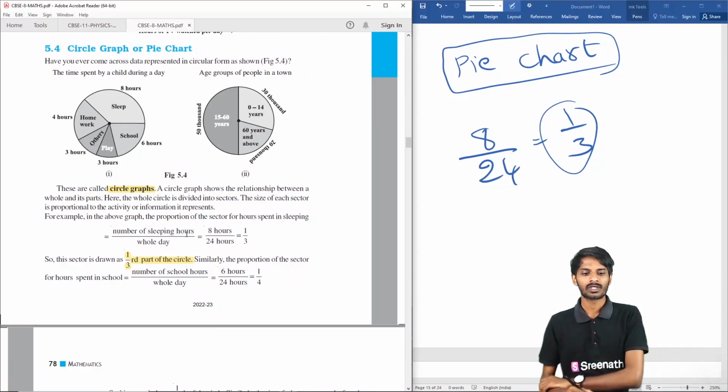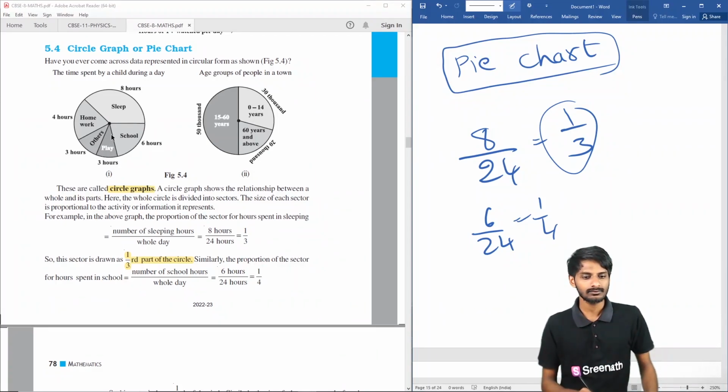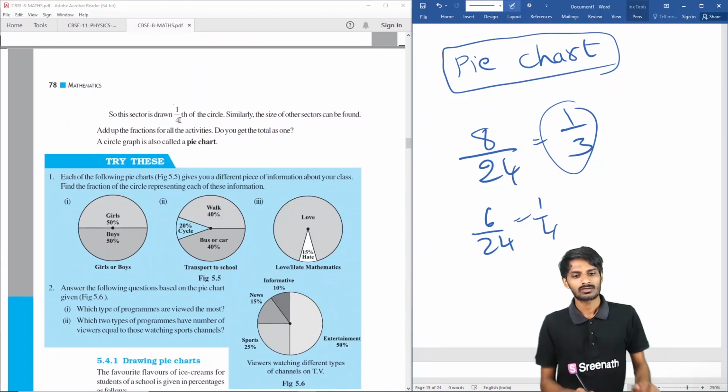Next, the proportion of the sector for hours spent in school. How many hours has she spent in school? It is 6 hours. So 6/24, which is 1/4. So she spent 1/4 part in school. Okay, students, we have to represent it like that. So the sector is 1/4 part.